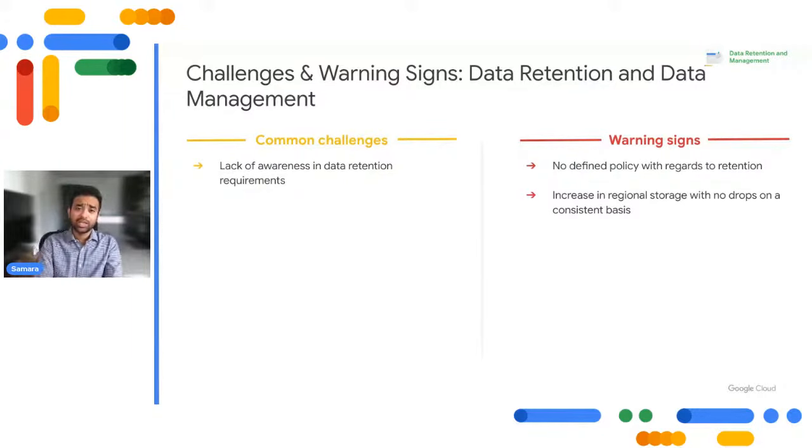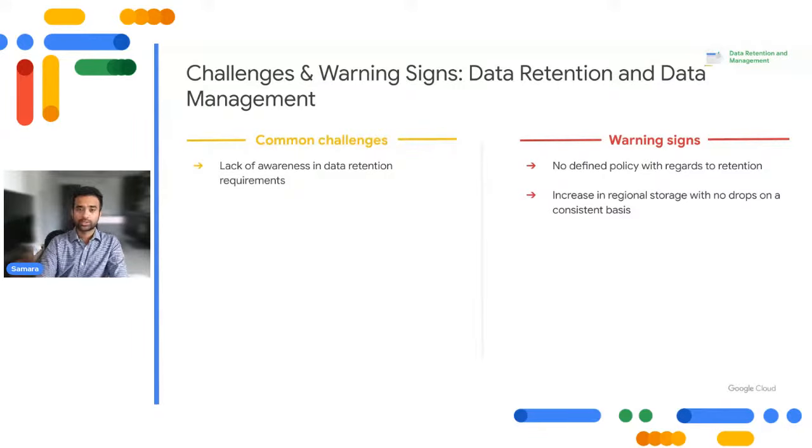And secondly, if you see an increase in regional storage data instead of drops as you go on getting more and more data into cloud storage, that could also be one of the warning signs saying that potentially there is an opportunity to look into your data retention requirements and see if any old data can be deleted, archived, or moved to colder storage classes so that you can see some cost savings within GCS.